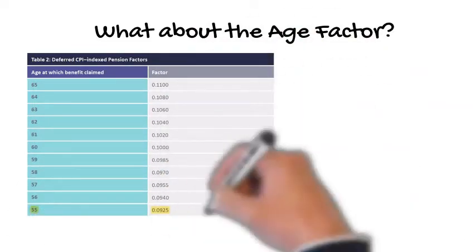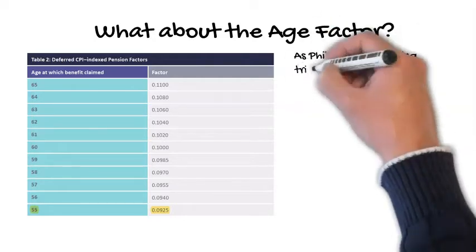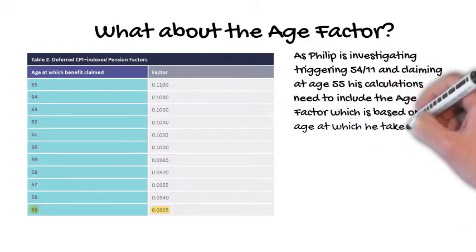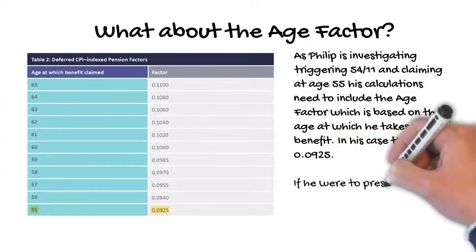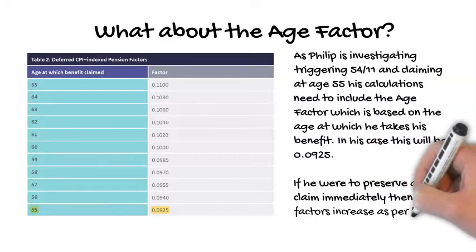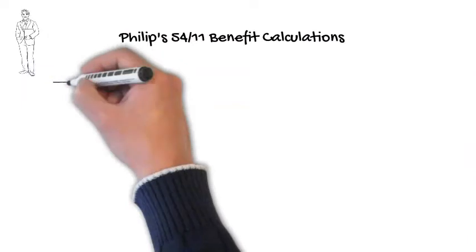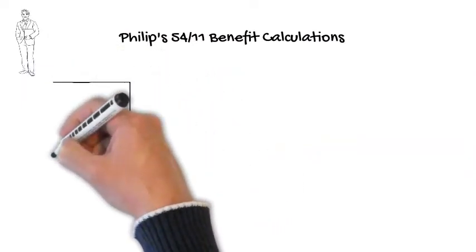And then we know it is multiplied by an age factor. Now, the age factors are basically available on the CSS website, and it does depend on the age at which you decide to claim your deferred benefit. So in this case, on this slide, I've highlighted the age factor for age 55, which is 0.0925. And you can see each year that age factor increases. So that is the other variable that is important in this calculation for your CSS index pension under the deferred 5411 type calculation.